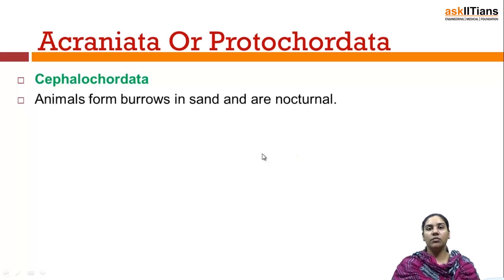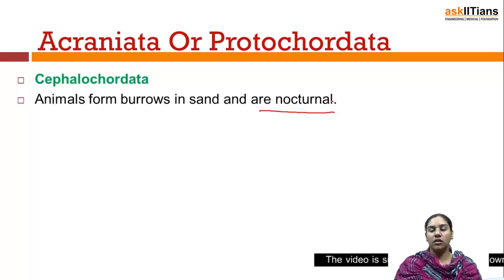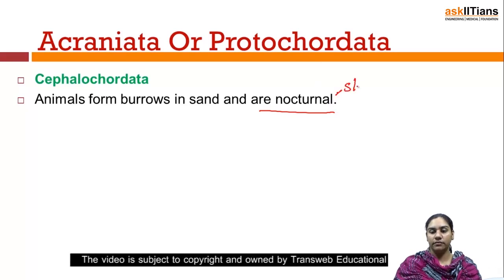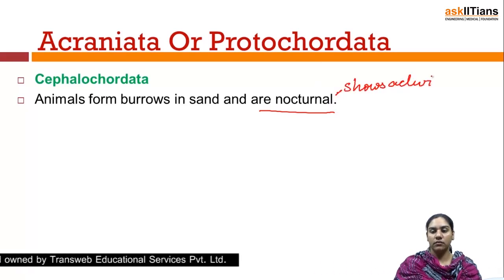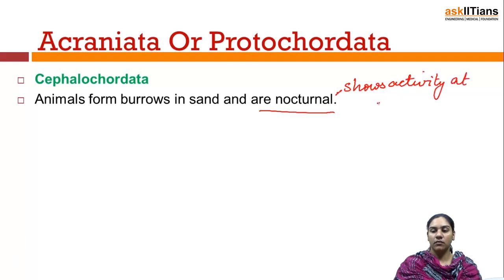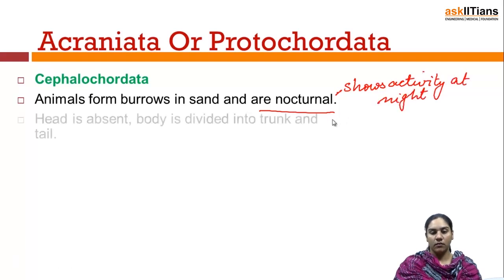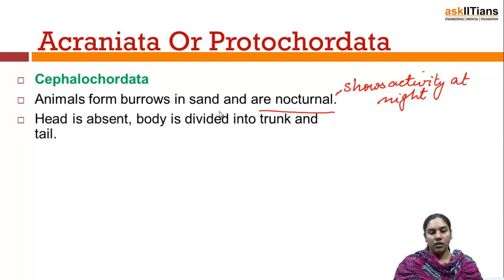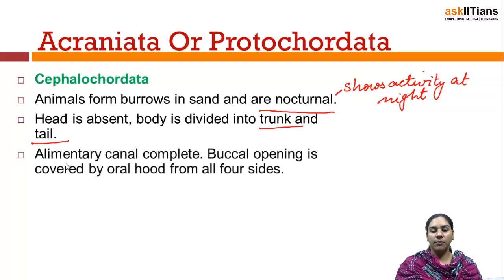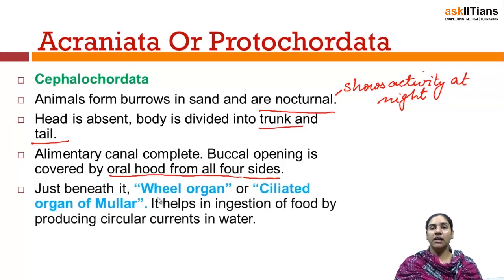In the Cephalochordata, animals form burrows and they are nocturnal, meaning showing activity at night. The head is absent, but the body is divided into trunk and tail. The alimentary canal is complete and the buccal opening is covered by the oral hood from all four sides. Just beneath the buccal opening, there is an organ known as the wheel organ or the ciliated organ of Müller. It helps in the ingestion of food by producing circular currents in the water.